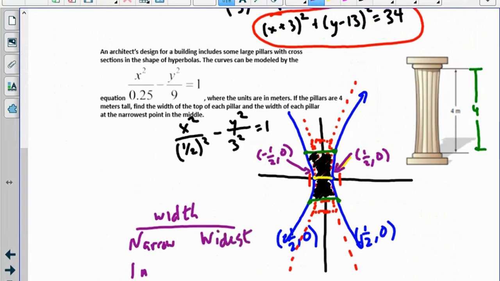Now, what about at the widest point at the top? Well, at the widest point at the top, the y value is 2. So I need to find out what that x value is. I could also have done negative 2 at the bottom, because it would be the same value since the center's at 0, 0. But I'm choosing to use the positive one just for the sake of ease. So I'm going to substitute 2 in for y, and then we'll figure out where to go from there.